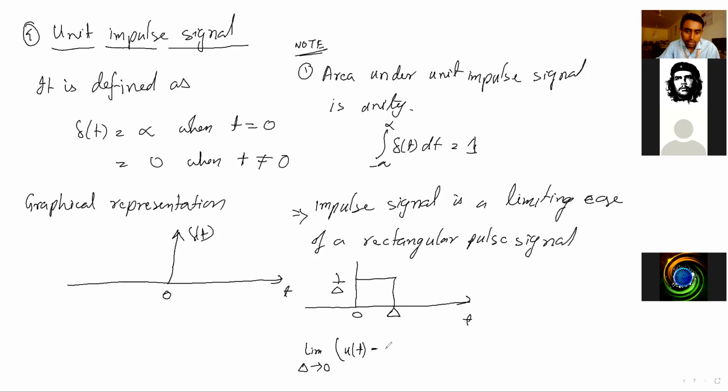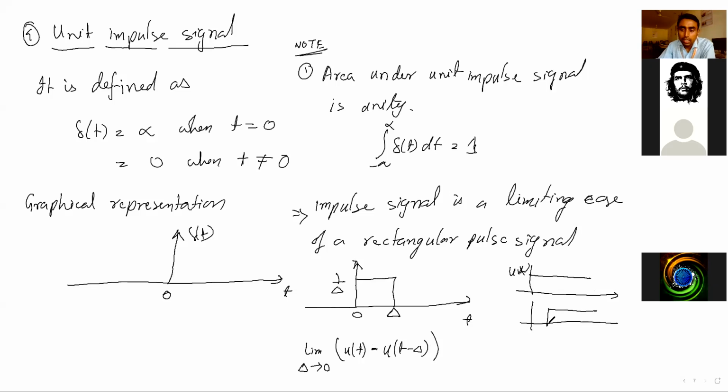So u(t) minus u(t minus delta), this is the representation of this signal. Let me give a little idea of how. It will be clearer when we go on to see the operations on the signal. This is the delayed version of the signal. This is the unity step signal. We know this is the unity step signal, and this is a delayed version of the signal.